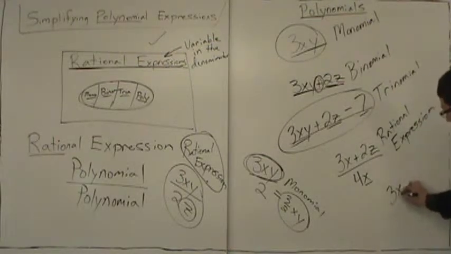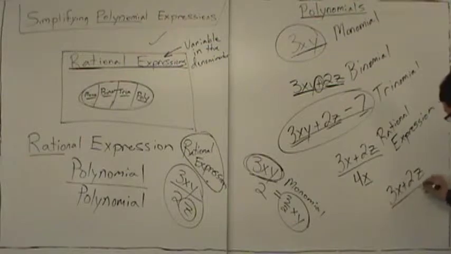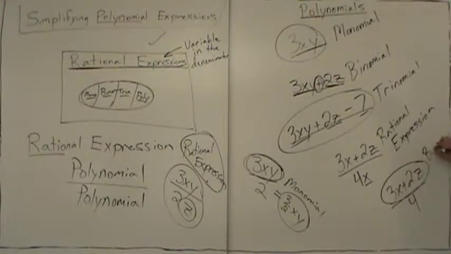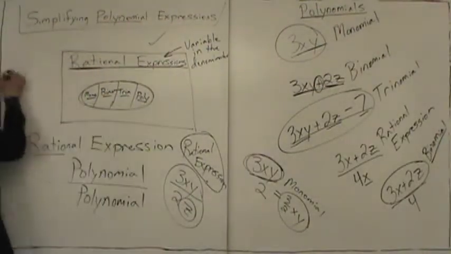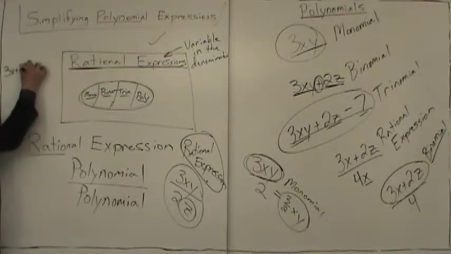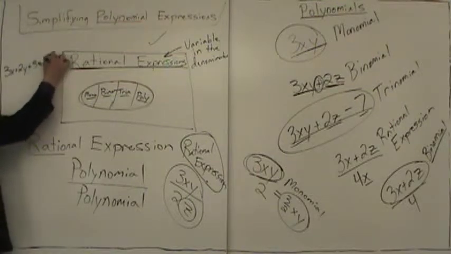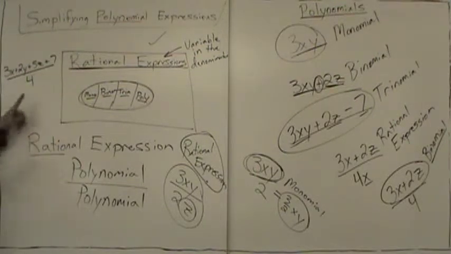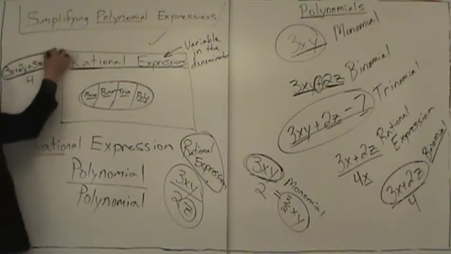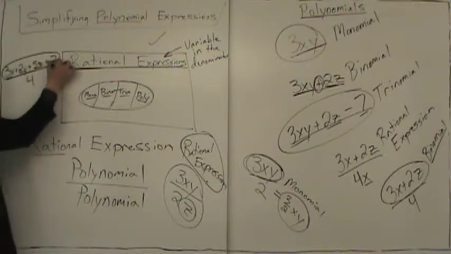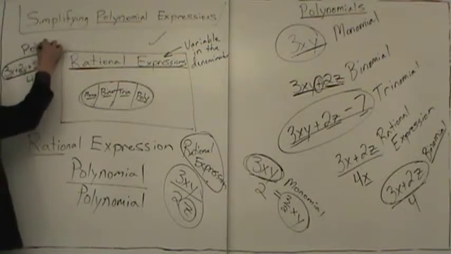However, if I write 3x plus 2z over 4, be more specific. Since there's no variable in the denominator, we call it a binomial. We name it by the numerator. So this is a binomial, as specific as you can be. And if you have more than 4 terms, for instance 3x plus 2y plus 5z plus 7 over 4, there is no variable in the denominator. So you're going to name this by the numerator. Since the numerator has 1, 2, 3, 4 products, you will call this a polynomial.